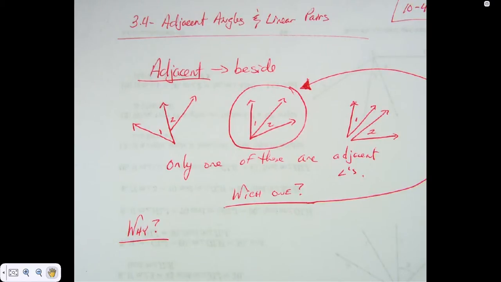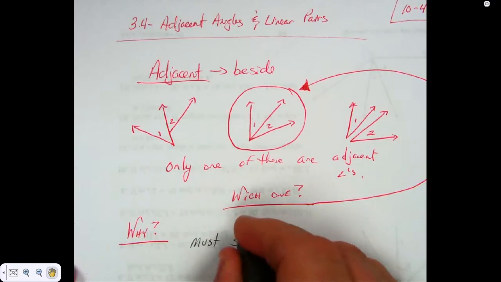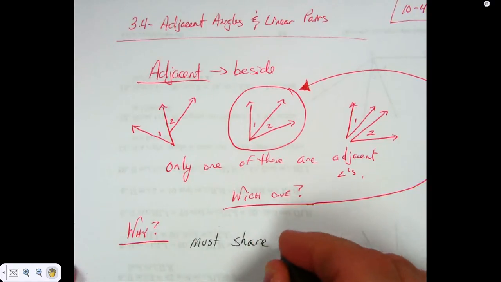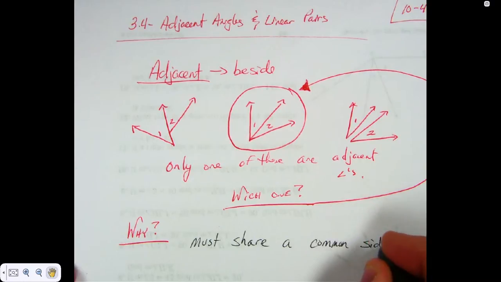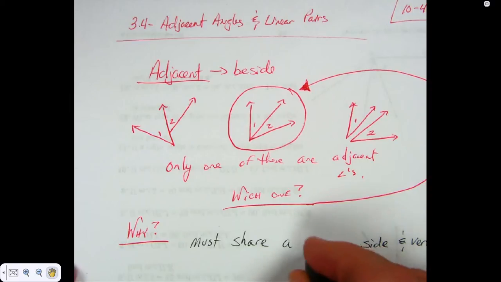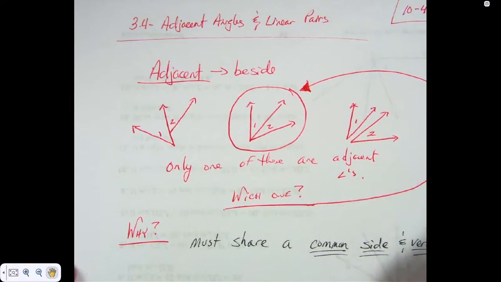Adjacent angles must share a common side and vertex. Hey, you know this.